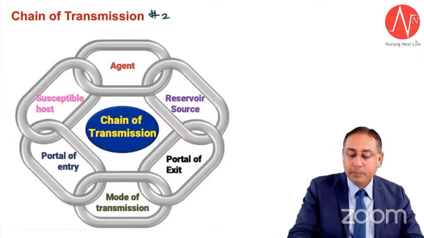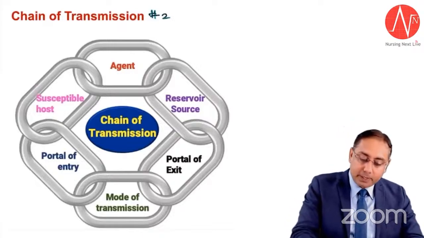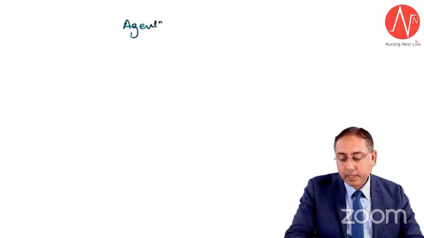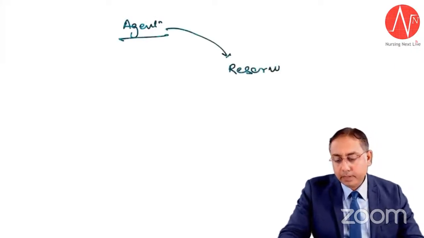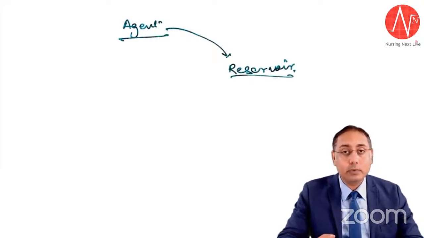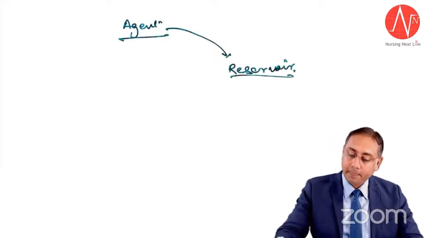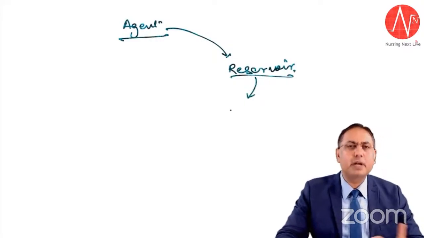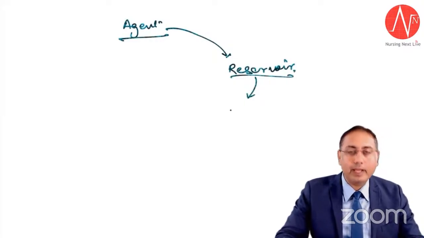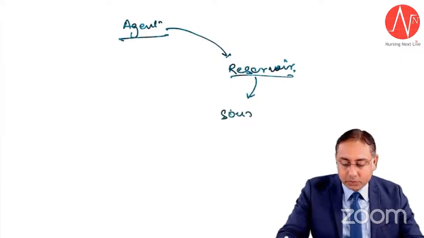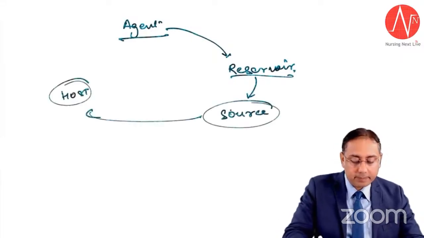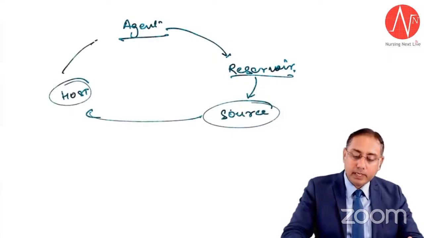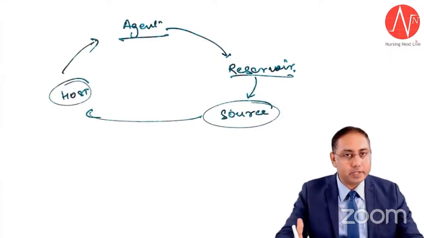Topic number 2, what do you mean by the chain of transmission? See beta, there is an infectious agent. The agent goes to maybe the reservoir. Do you remember what is a reservoir? A reservoir is any natural habitat. The reservoir may start spreading to people or to other animals or to humans. It may become a source, and the source will infect the host. Am I correct? Humans, and the humans will again shed off the agent, and that is the life cycle.